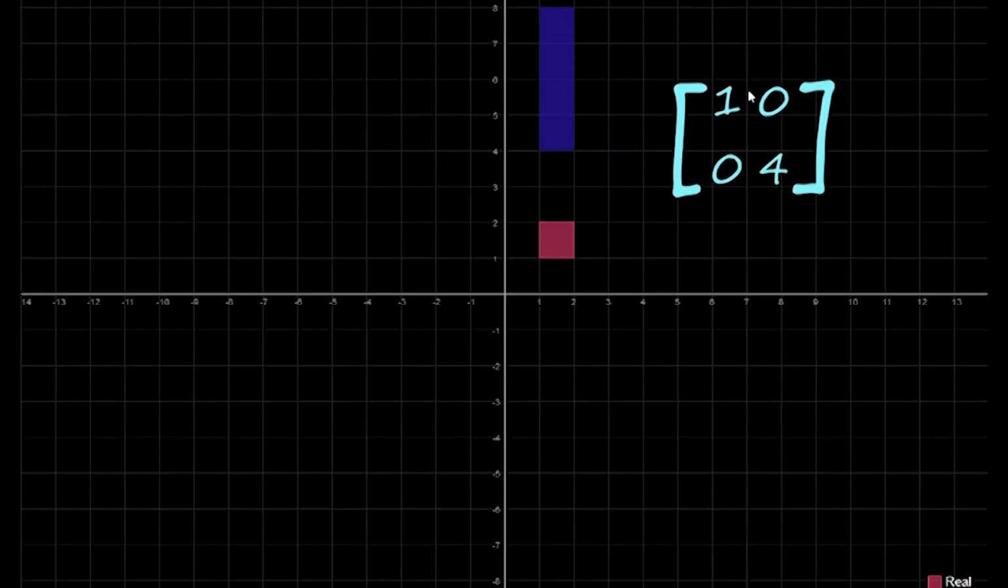Another example is [1, 0, 0, 4]. Every y coordinate in this coordinate system is being multiplied by 4. So it was 1 here, now it's 4, it was 2 here, now it's 8, it was 2 here, now it's 8, it was 1 here, now it's 4.